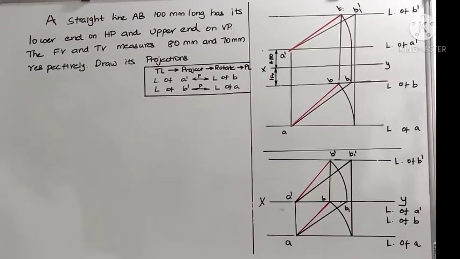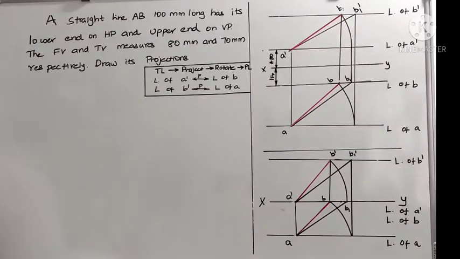Hello all, in this video I am going to discuss a problem on projection of straight lines. So this is the problem. Let me read the problem first. A straight line AB, 100 mm long, has its lower end on HP and upper end on PP. The front view and top view measure 80 mm and 70 mm respectively. Draw its projection.